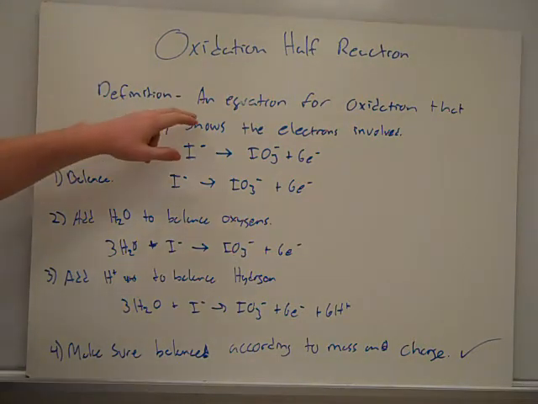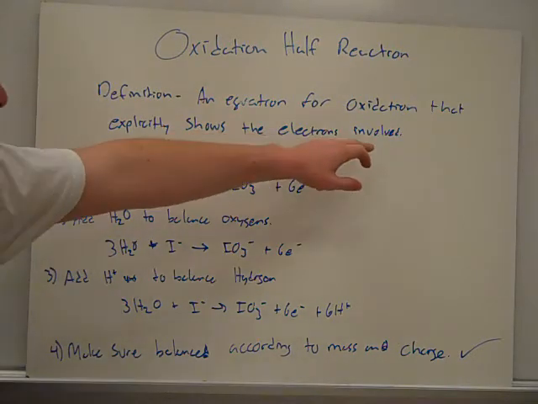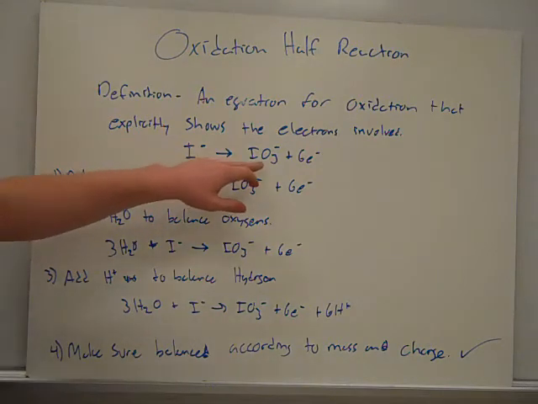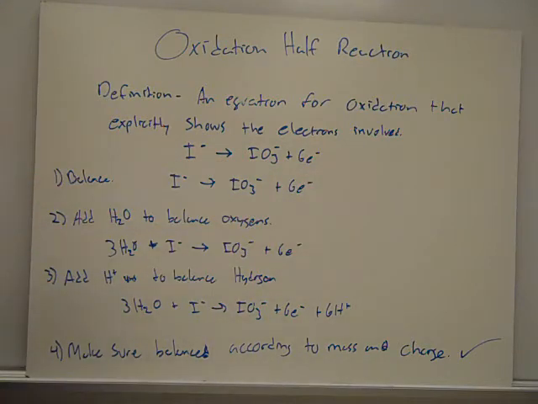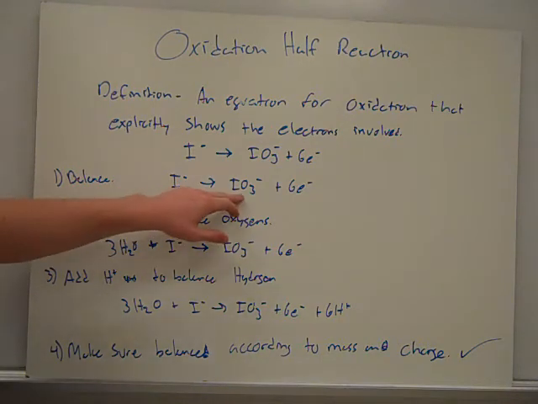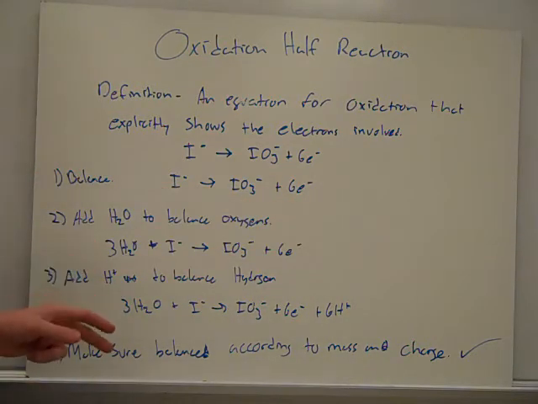So the definition is an equation for oxidation that explicitly shows the electrons involved. So we know that the iodine 1- got oxidized into the iodate plus 6 electrons. So we go through the same steps again. Step 1, we balance it. This is already balanced with 1 iodine ion, 1 iodine ion with the 6 electrons, and then we go to step 2.